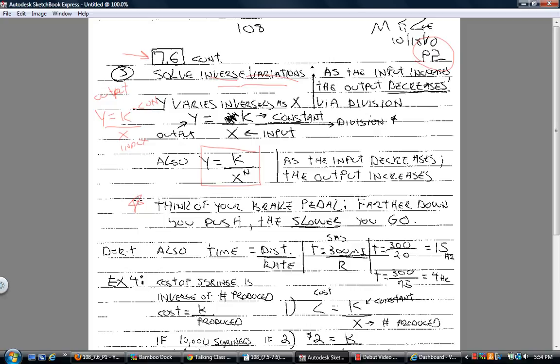What happens? You're cruising at 75, you're going down through Mountain Home, and all of a sudden you look up and you see a deer standing in the middle of the interstate. What are you going to do? Your first reaction is going to be what? You're going to hit the brake pedal. And the harder you hit that brake pedal, what happens to your speed? It goes slower. You slow down. Think of your brake pedal.